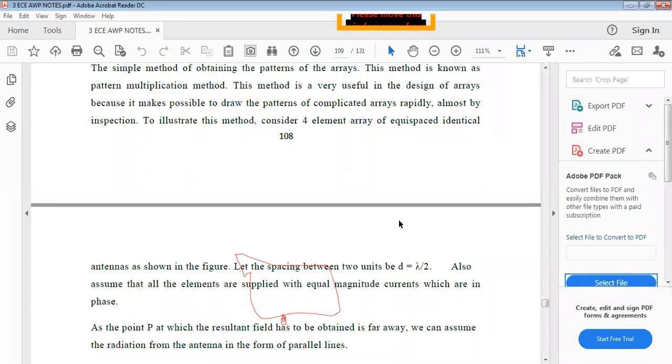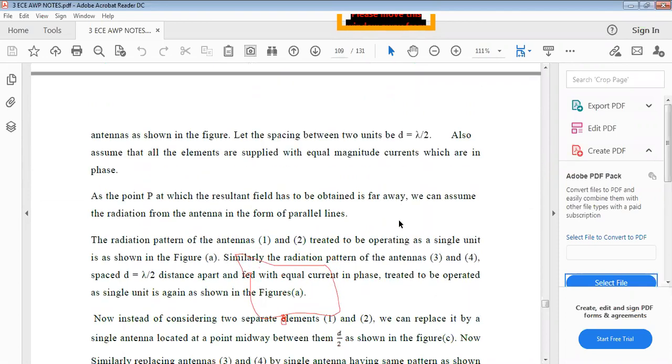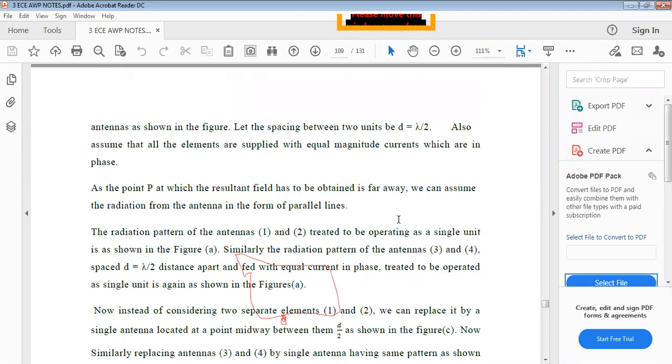This is a very interesting method, and I have videos for the pattern multiplication as well. When we go through those videos, it is very convenient to understand, and it is very easy to draw. At the point P, at which the resultant field strength has to be obtained, far away, we can assume that the radiation from the antennas arrives along parallel lines.